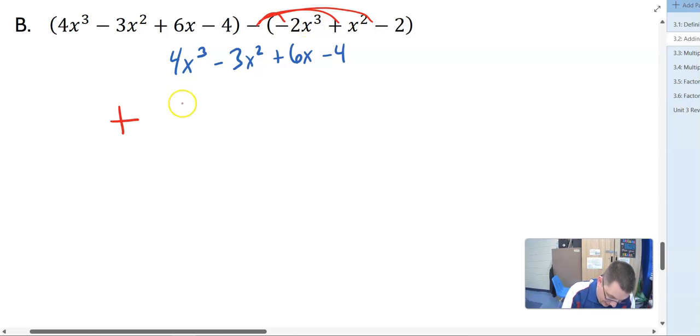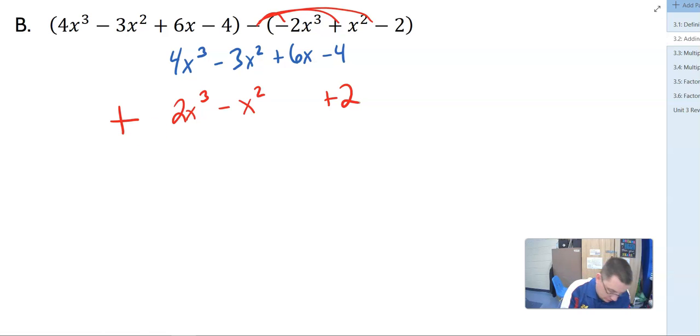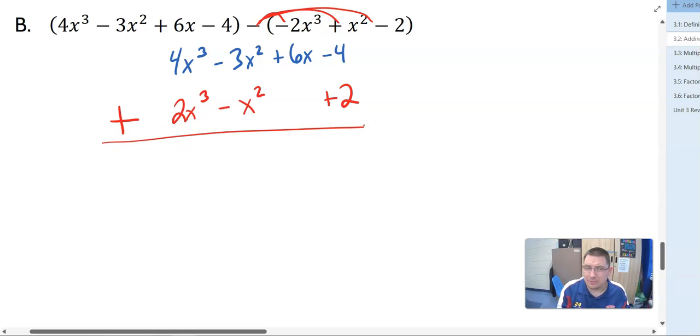And so we're going to be adding 2x cubed minus x squared plus 2. So again, all the signs have changed in the second half of this problem. And so now we're able to add these, and we're adding vertically here.